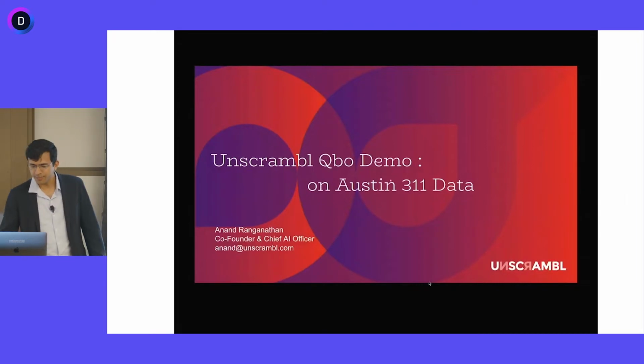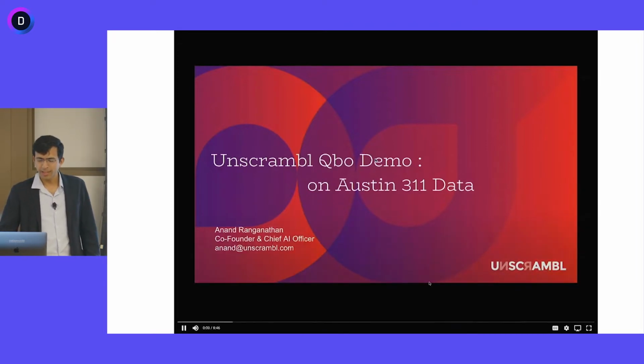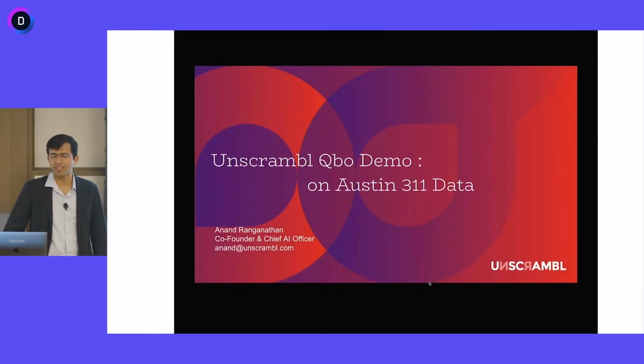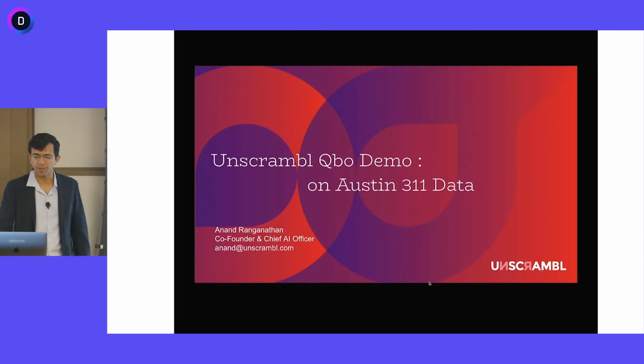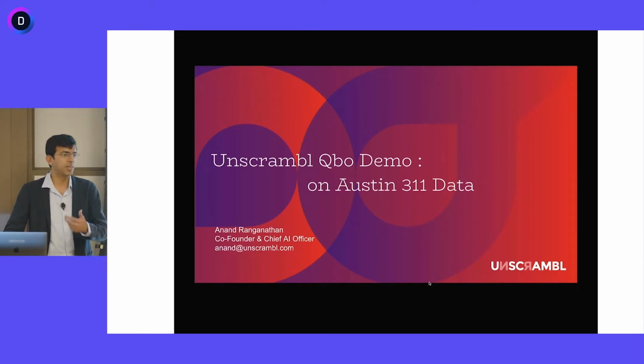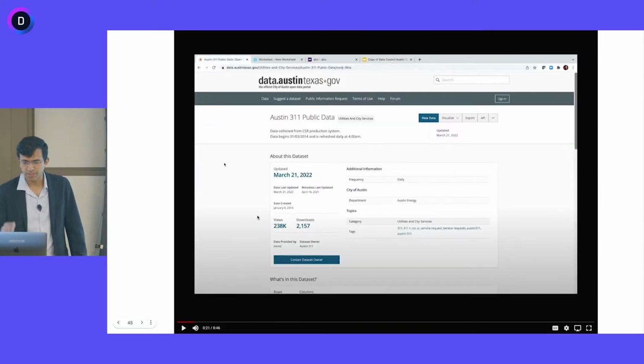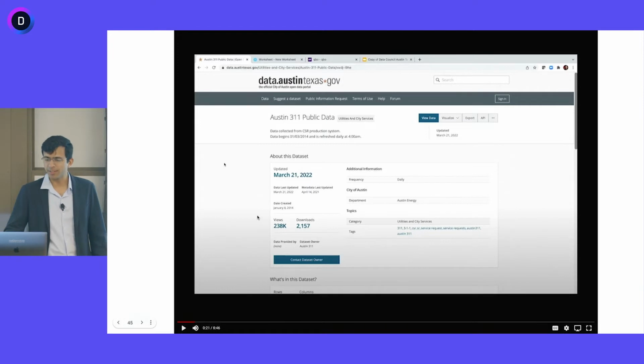So 311 data, as you know, is what happens whenever any citizen of the city of Austin, or any city really, has any kind of complaint, like there are potholes, there's a loose dog. Loose dogs seem to be especially popular in Austin. They will raise a 311 request. Austin has been doing a good job of collecting this data and making it public. There is a site, data.austintexas.gov, where this data is being updated almost on a daily basis.